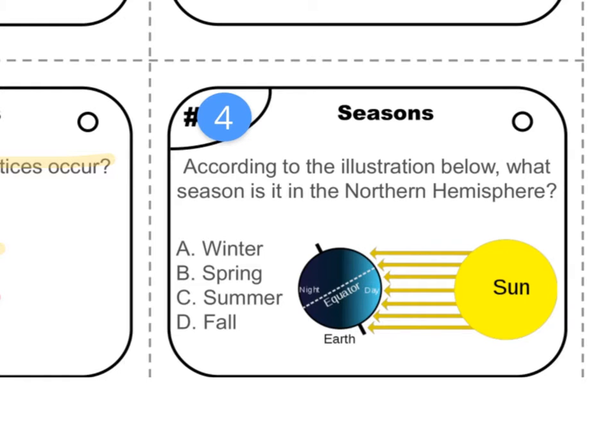Number 4. According to the illustration below, what season is it in the northern hemisphere? Winter, spring, summer, fall. And the answer is winter.